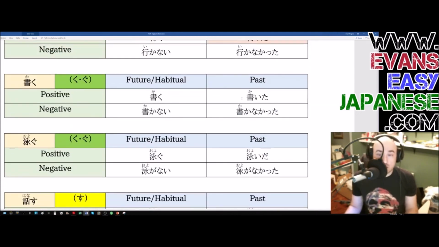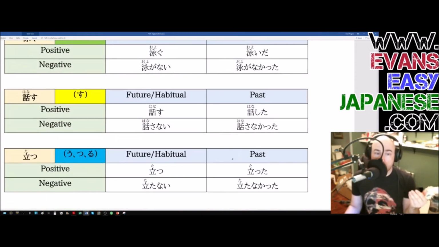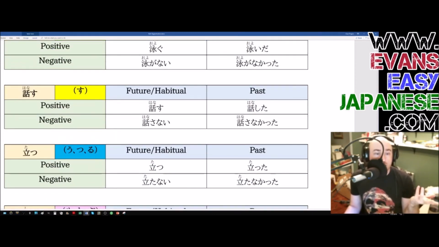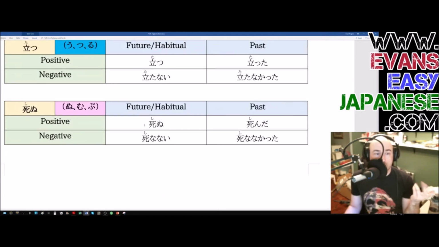Okay, next we have a ku-gu one. So kaku turns into kaita. See, the ku turns into an ita. Next one is a gu one, oyogu, to swim. Oyogu, oyoida. Hanasu is the su one that sounds just like a group 3 shita. So hanasu, hanashita. Tatsu, which is a utsuru verb. So tachimasu, tatsu, tatta. The tsu turns into a small tsu, ta.